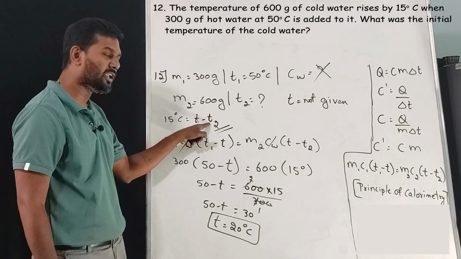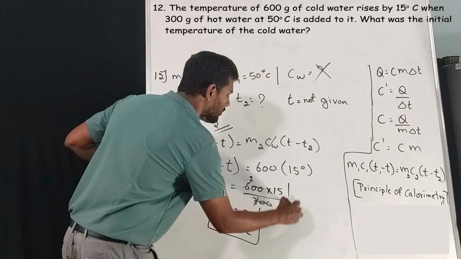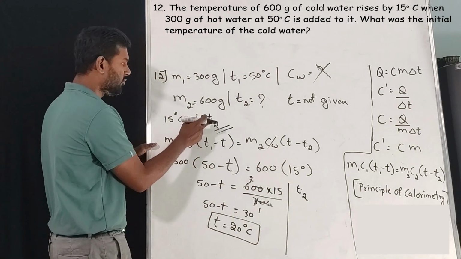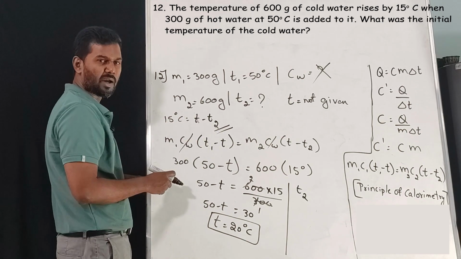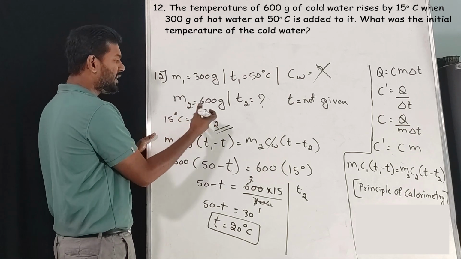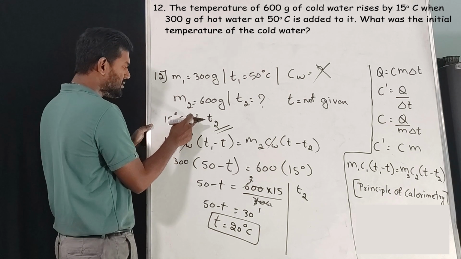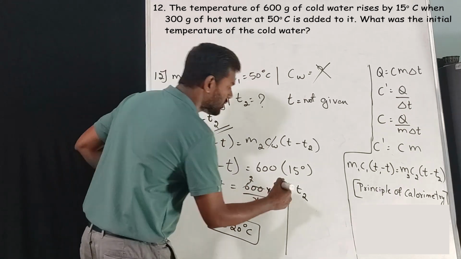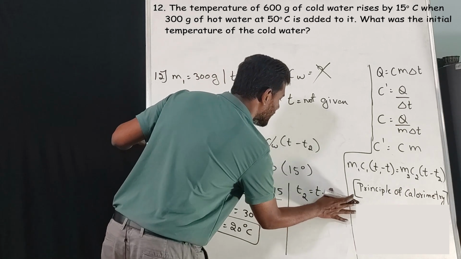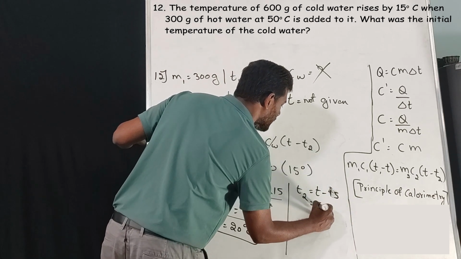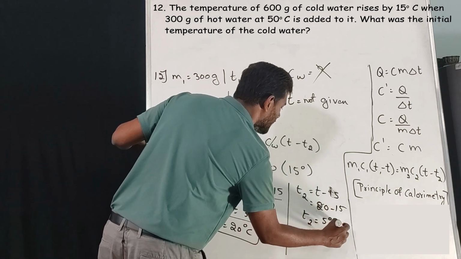Do we know the value of T2? No, right? So here substitute the final value. To find T2, I'll move this T2 that side and 15 degrees this side, because this T2 has a minus, correct? To find T2 you can use any method. T I know and 15 degrees I know. So T2 is equal to T minus that 15 degrees, so that is 20 minus 15. T2 is equal to 5 degrees Celsius.